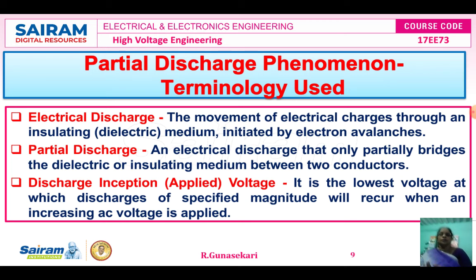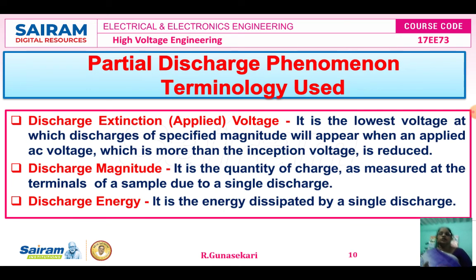Then discharge inception applied voltage is nothing but the lowest voltage at which the discharges of the specified magnitude recur when an increasing alternating current voltage is applied to the circuit. Then discharge extinction applied voltage. It is nothing but the lowest voltage at which the discharges of the specified magnitude will appear when an applied AC voltage, which is more than the inception voltage, is reduced.